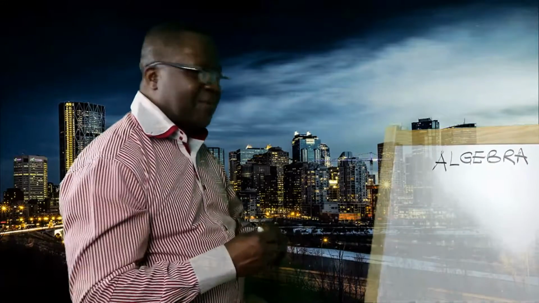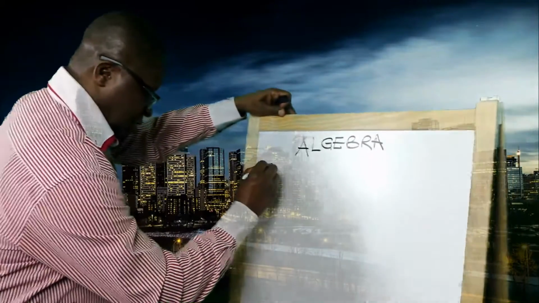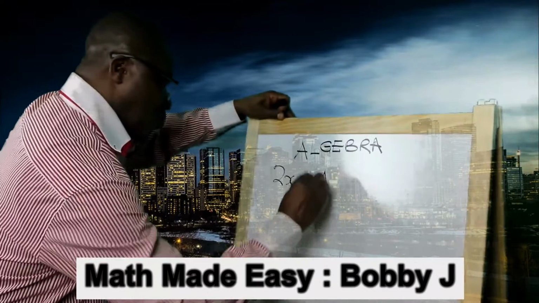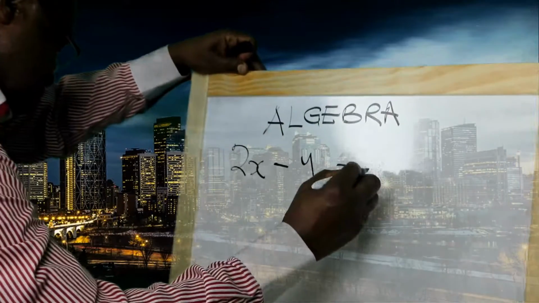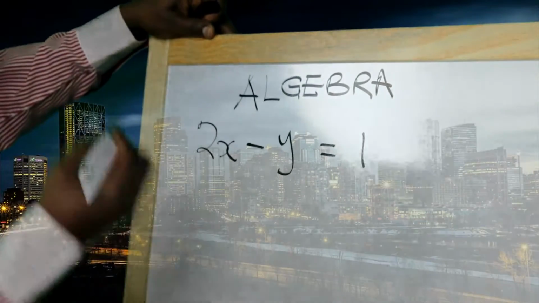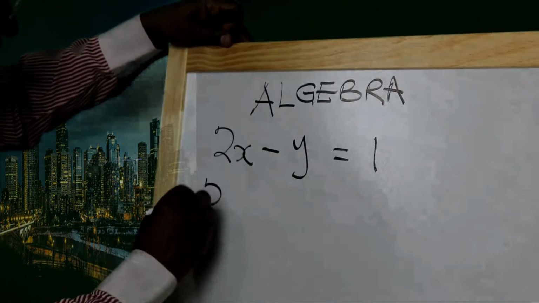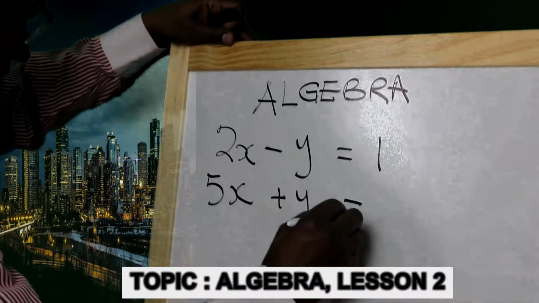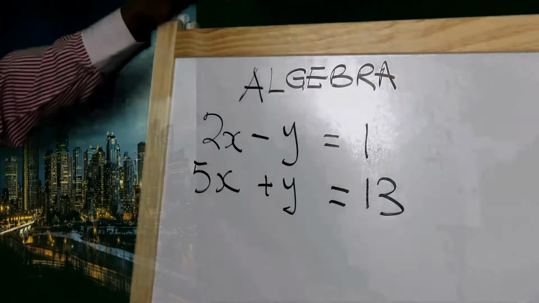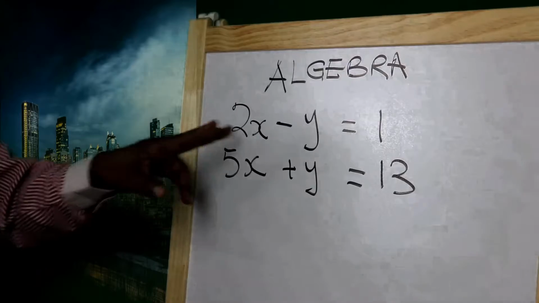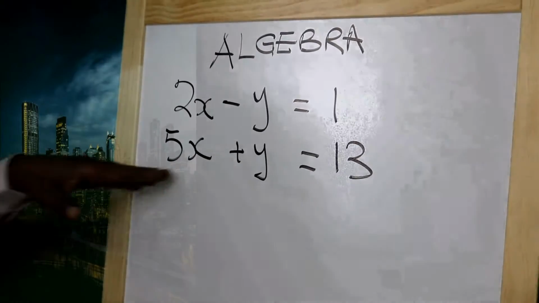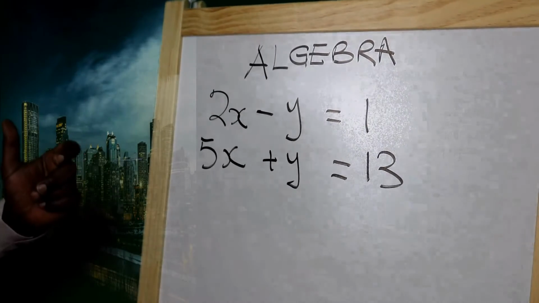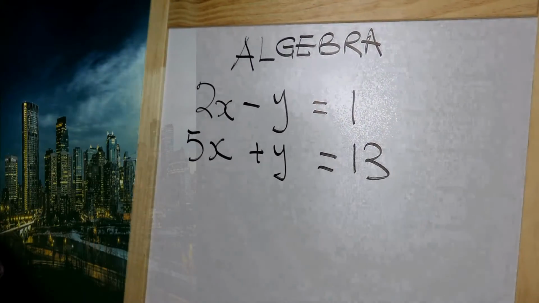You have a problem like 2x minus y equals 1. And then the second one will give you like 5x plus y equals 13. When you give it a problem like this, you have two unknowns and you give it an answer. And the second one also gives you two unknowns, but then there's a correlation between the two. We want to solve for this problem.